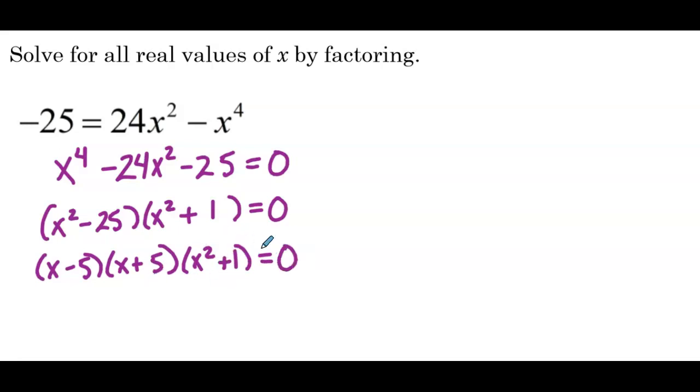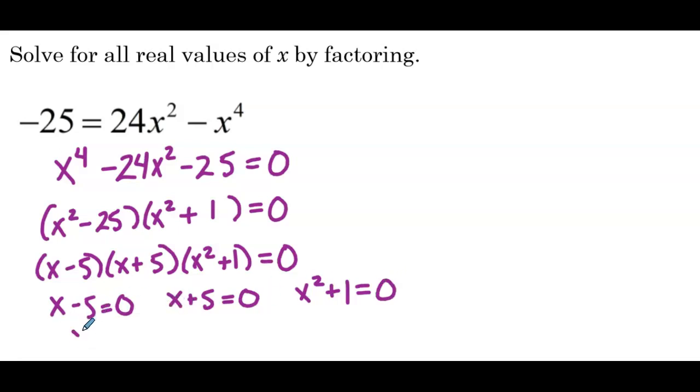We can't factor x squared plus 1 since that's the sum of two squares, not the difference. So we have the product of three factors equal to 0. So that means either x minus 5 equals 0, x plus 5 equals 0, or x squared plus 1 equals 0. So solving our smaller equations, we have x equals 5. We have x equals negative 5. And if we try to solve here, since we can't factor, we'd have x squared equals negative 1.